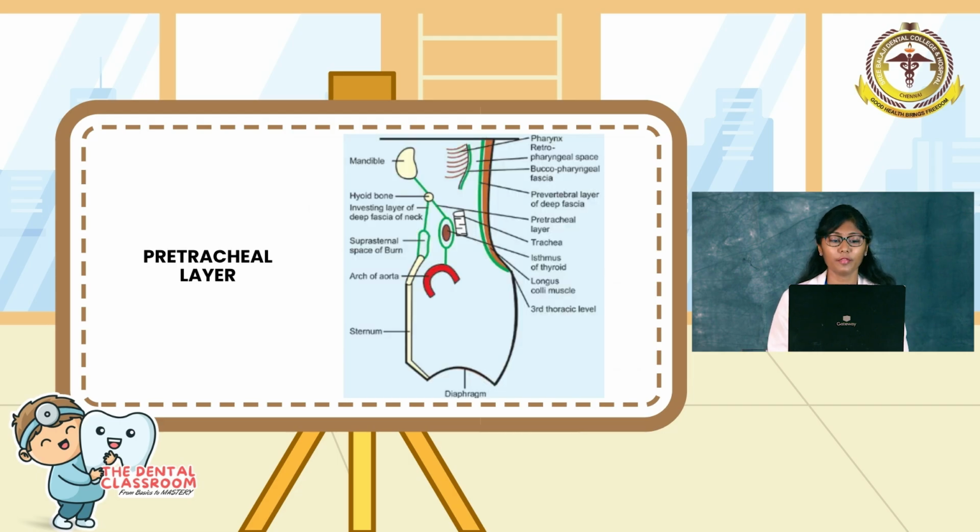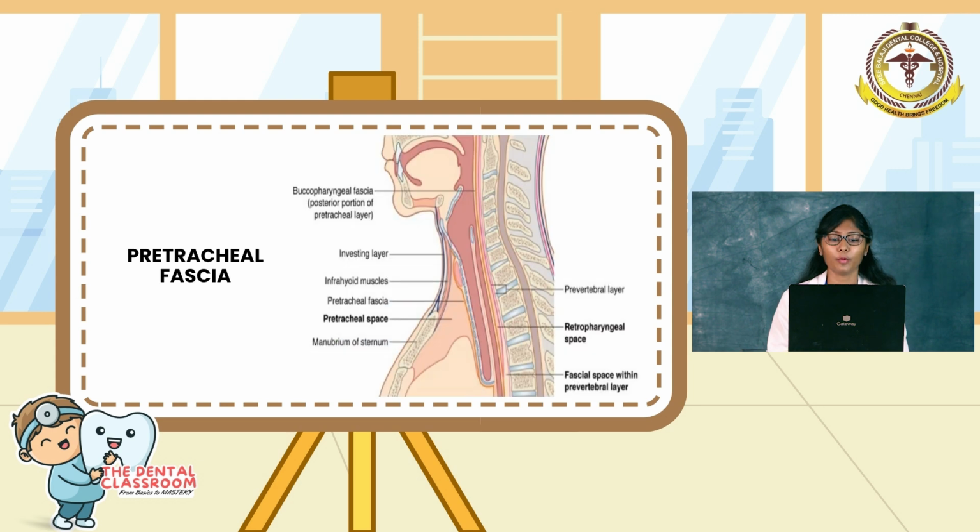Pretracheal layer specifically surrounds the trachea, esophagus and thyroid gland, forming a supportive sheath around these vital neck structures. Pretracheal fascia surrounds and supports the trachea, thyroid gland and esophagus, forming a protective sheath around these structures in the anterior part of the neck.